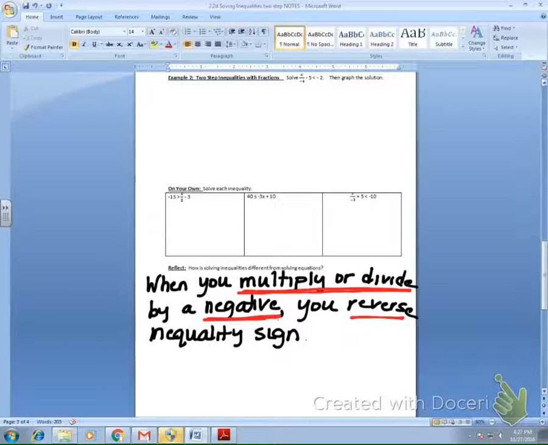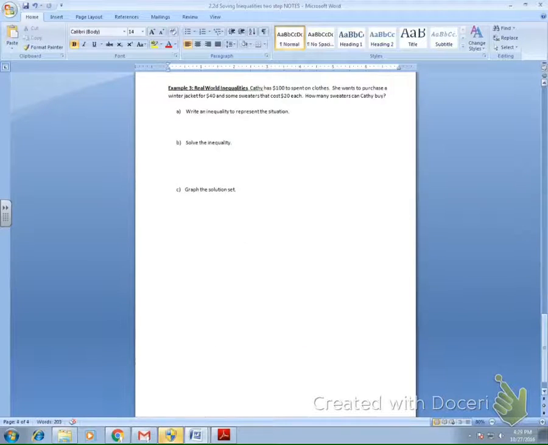All right, let's look at our last example. Our last example is a real-world inequality. Kathy has $100 to spend on clothes. She wants to purchase a winter jacket for $40 and some sweaters that cost $20 each. How many sweaters can Kathy buy?